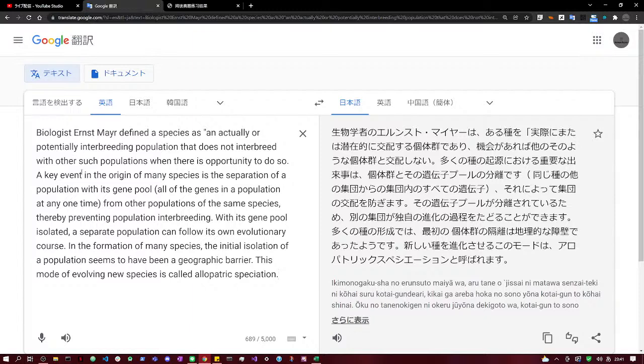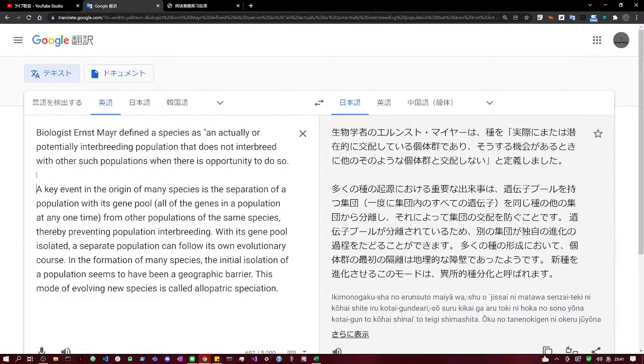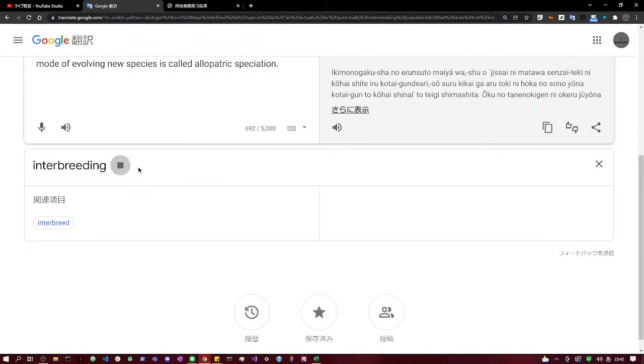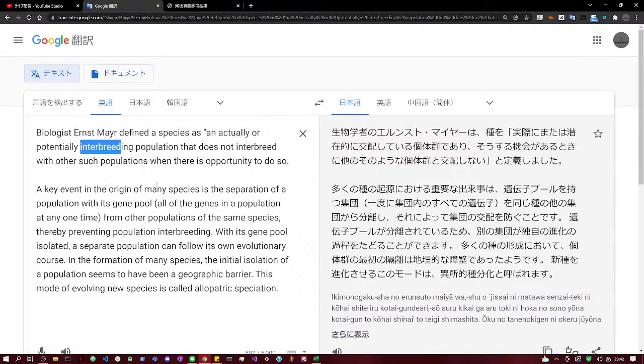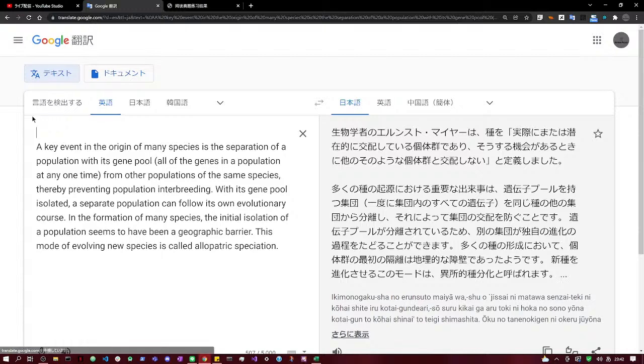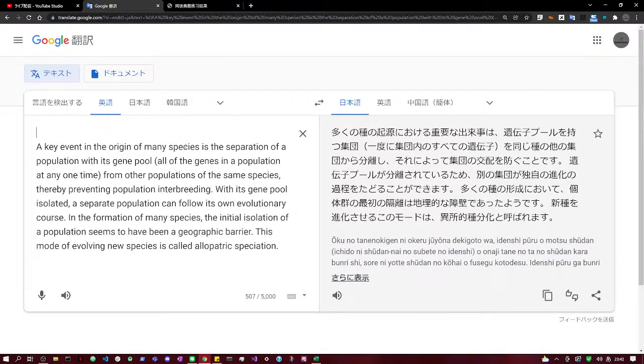Mayr defined a species as an actual or potentially interbreeding population that does not interbreed with other such populations even when given the opportunity to do so. A key event in the origin of many species is the separation of the population from its parent gene pool.